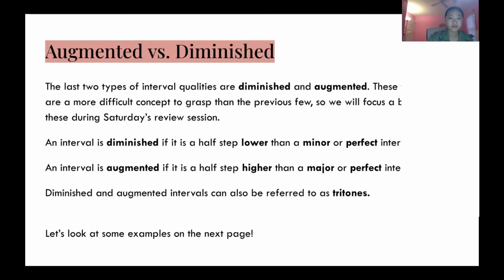Okay, make sure to remember those numbers 1, 4, 5, 8, because when we do the practice later, we're going to come back to that. So the last two types of interval qualities are diminished and augmented. This one you really need to focus on. These ones are a bit more difficult, so I think during the Saturday review session, we're going to keep on practicing with these.